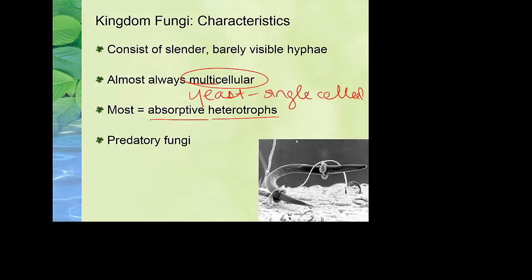So what does this mean? Break it down. Heterotroph means to eat, right? What does absorptive mean? Well, it's kind of to suck up, right? Okay. So most of them are releasing digestive enzymes to the environment. The enzymes break things down and then are reabsorbed by the fungus. This is something we call external digestion.